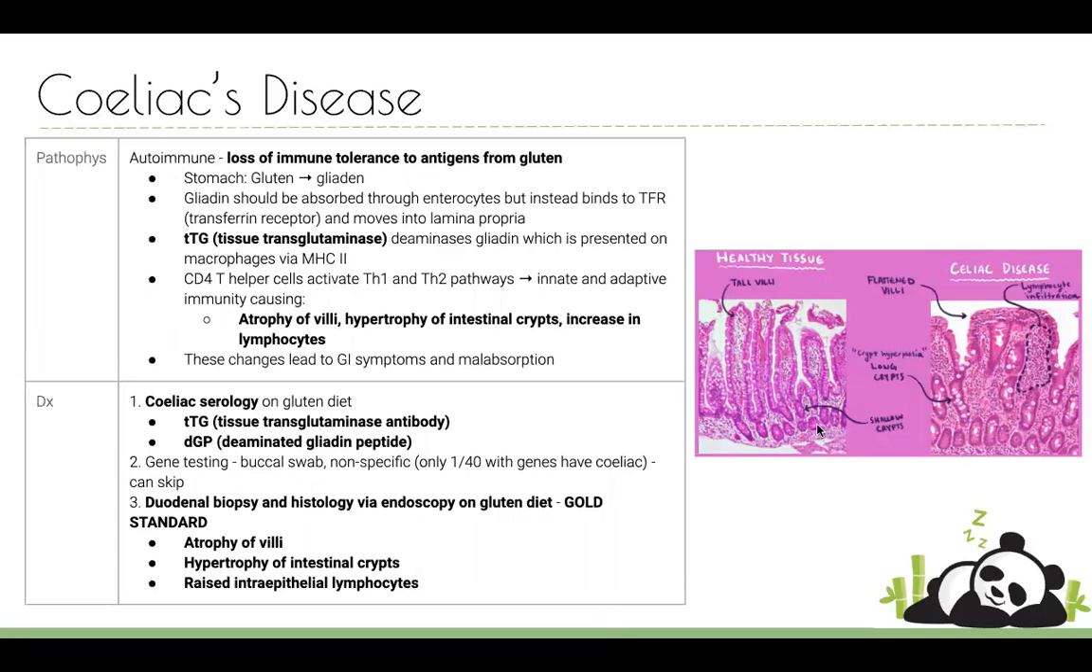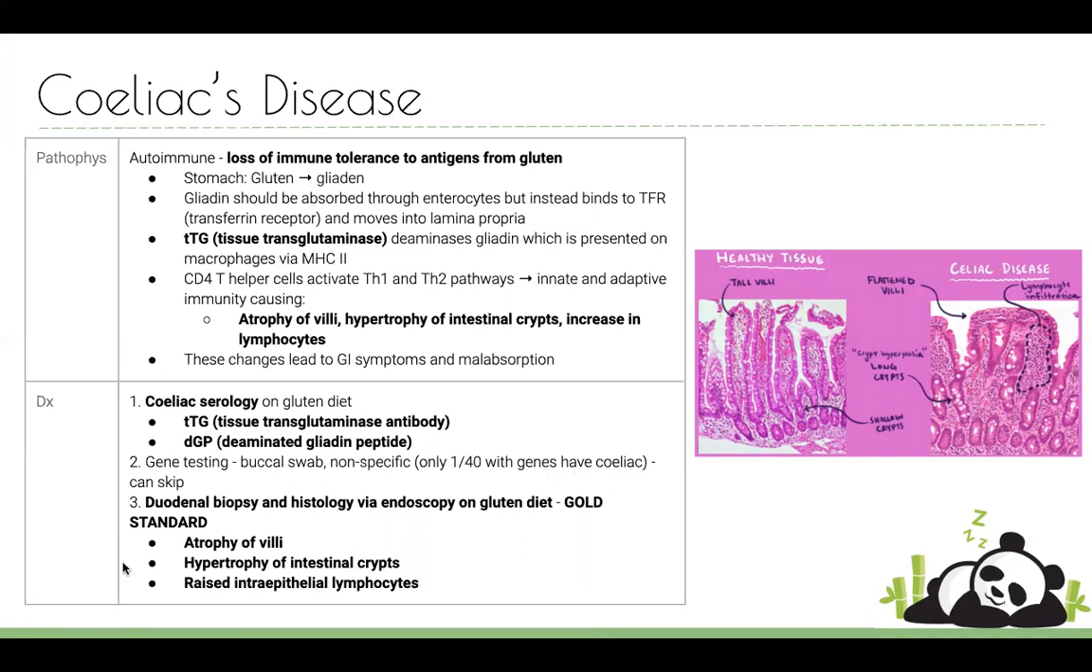So they see atrophy of the villi over here. So you can see the villi tall, they're huge, this is healthy tissue. And then on this side, it's just kind of blunt, because all the villi have atrophied. You get hypertrophy of intestinal crypts. And so over here, you have these little tiny crypts in healthy tissue. Over here, you have massive ones. And then you get a lot of lymphocytes. So lymphocytes show up purple on biopsy. And so over here, you don't really see that much. Whereas over here, this is literally filled with purple lymphocyte infiltration.